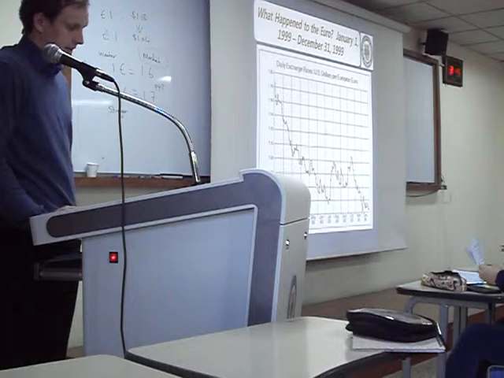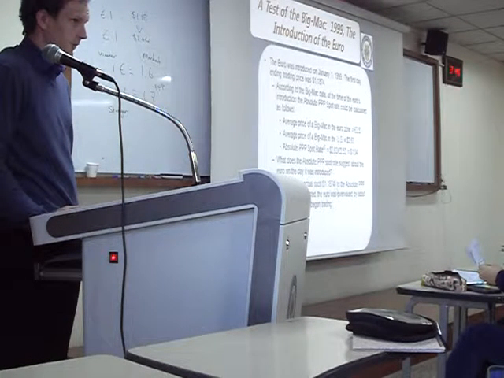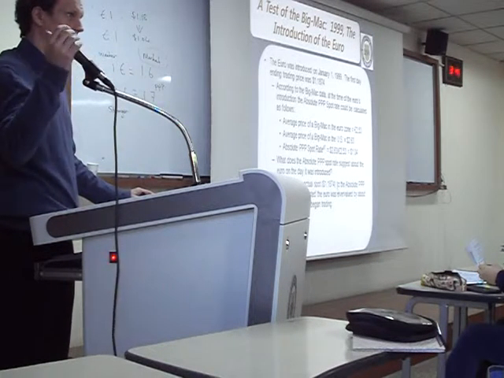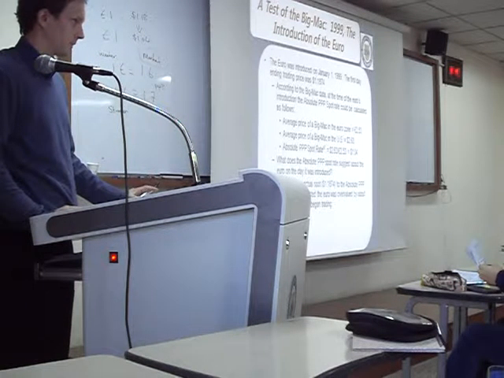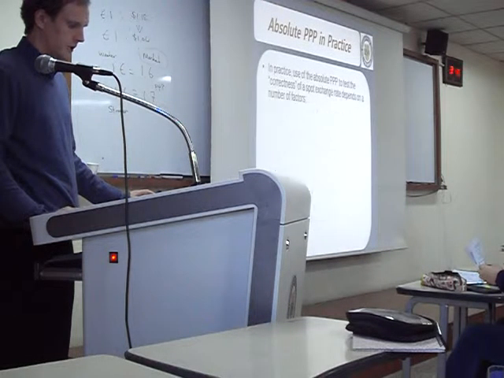So did we expect that to happen? We said the euro was overvalued. Did we expect it to get weaker? Overvalued currency, do we expect it to get stronger or weaker? Weaker, to come back to equilibrium, okay? So that's what happened on the first year. Doesn't always happen like that.